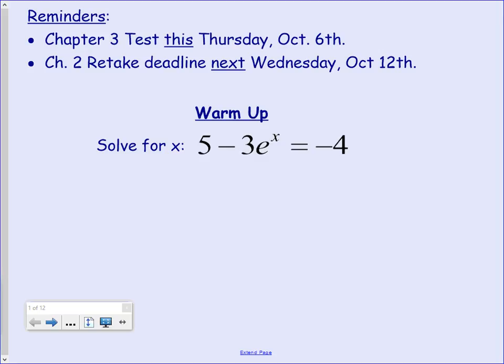Okay, if we want to solve the equation 5 minus 3 times e to the x equals negative 4, what might you think about doing first? Blake, any ideas?